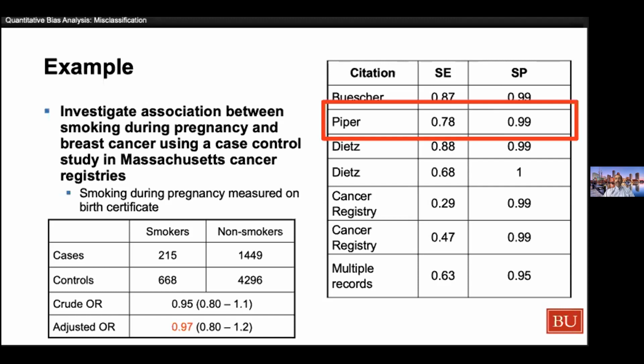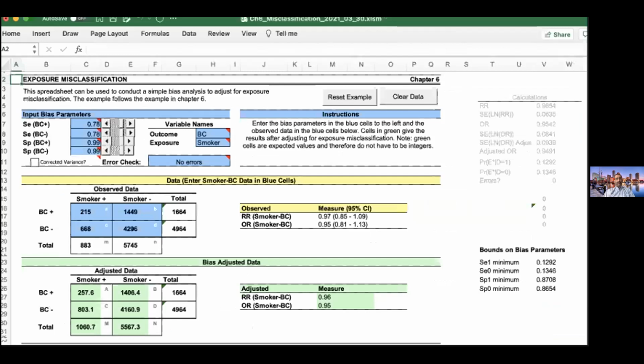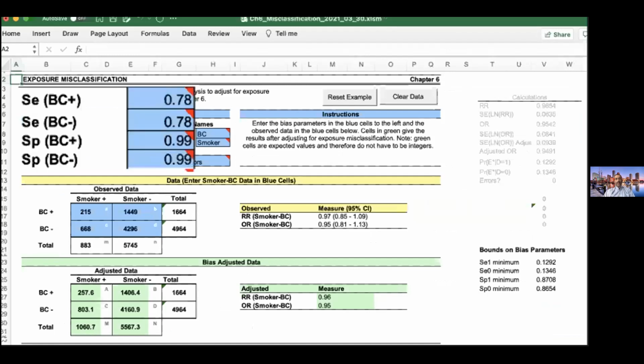Let's say we did an internal validation study in our own data. Well, we have put together some spreadsheets that will allow you to very quickly adjust for the misclassification using those values. And this is what we refer to as simple bias analysis. So you can see here we have spreadsheets. In the blue is where you input your data. In the green is where you get the adjusted results. And so I've input the data in blue, and I've also input the values for sensitivity and specificity in the cells in the top right. It's a little hard to see, but I've input the values from that particular study.